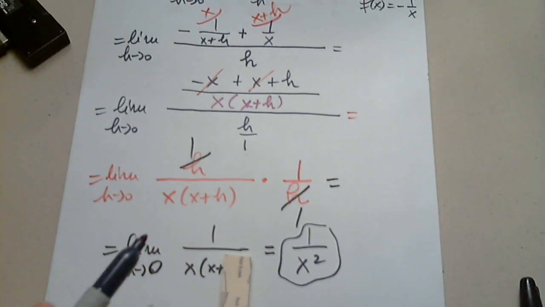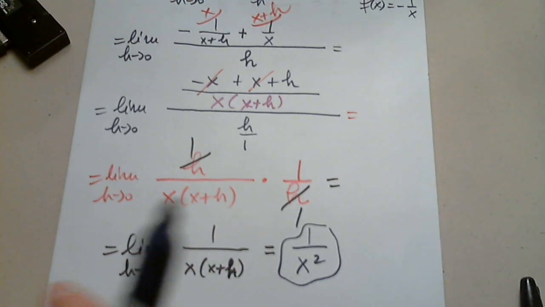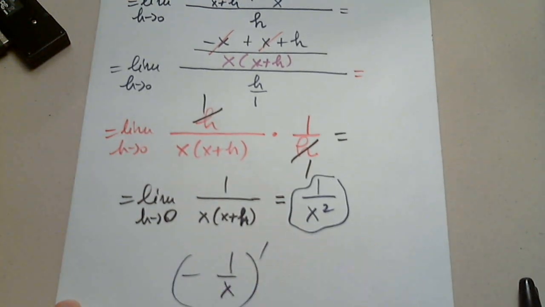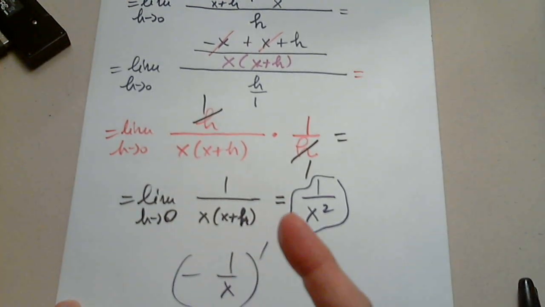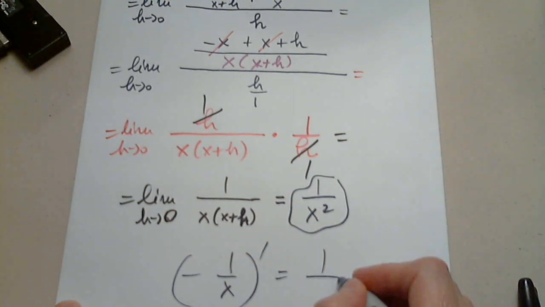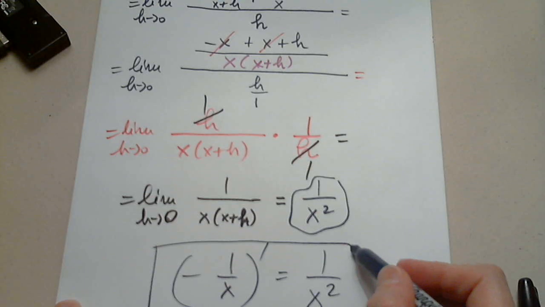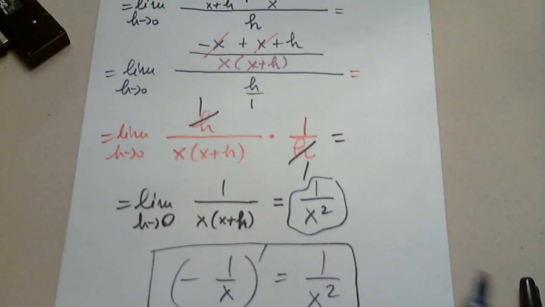As h approaches 0, 1 over x times x is 1 over x squared. So, negative 1, that's another nice way to write it. Negative 1 over x prime is 1 over x squared. Okay, we haven't answered the question though.